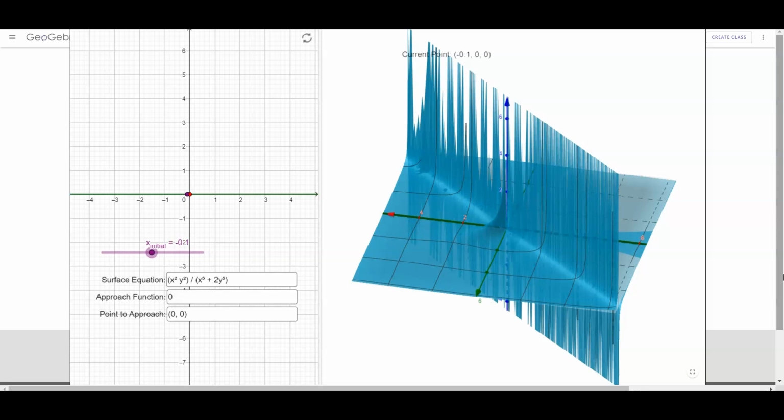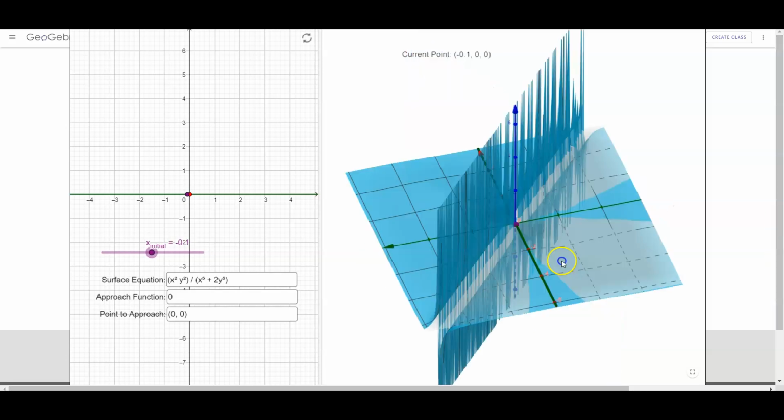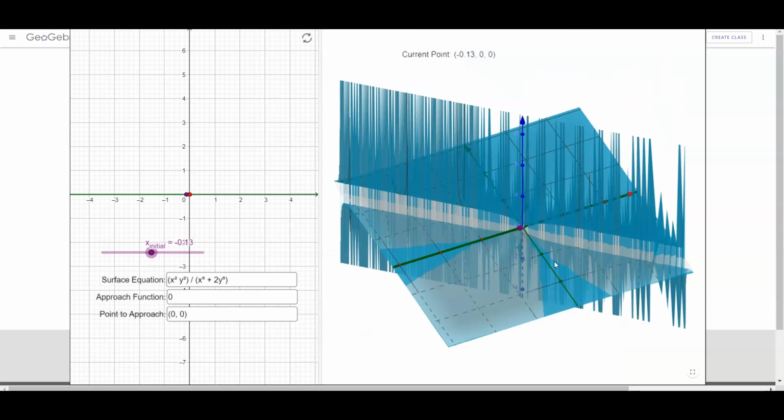So it looks like the limit coming along this green line, you can actually see it there. There it is. It looks like the z value isn't changing. It's just a perfectly flat surface. And from the other direction, it looks to be the same thing, approaching 0. But again, at 0, 0, we're undefined.